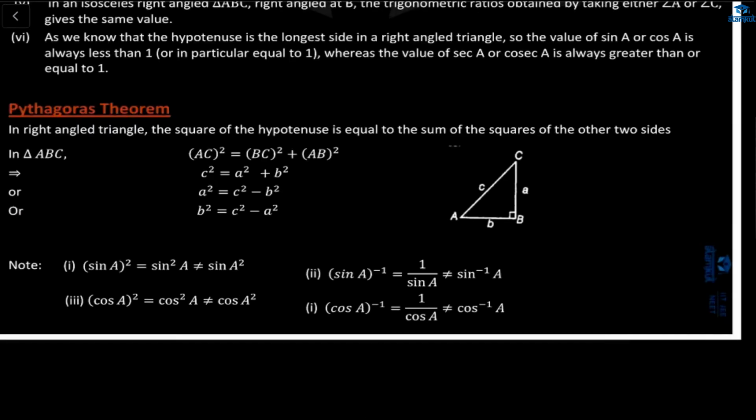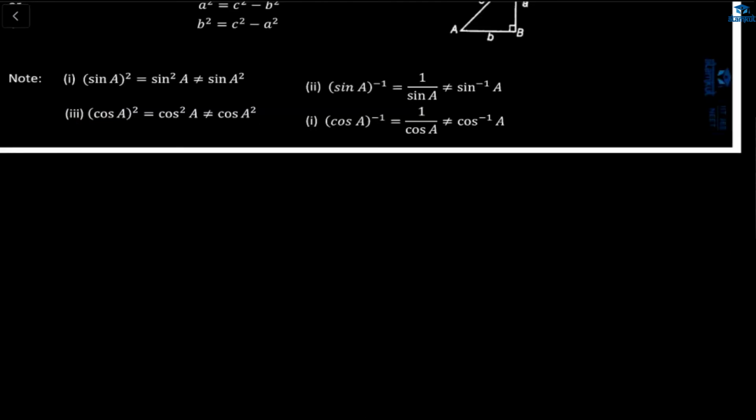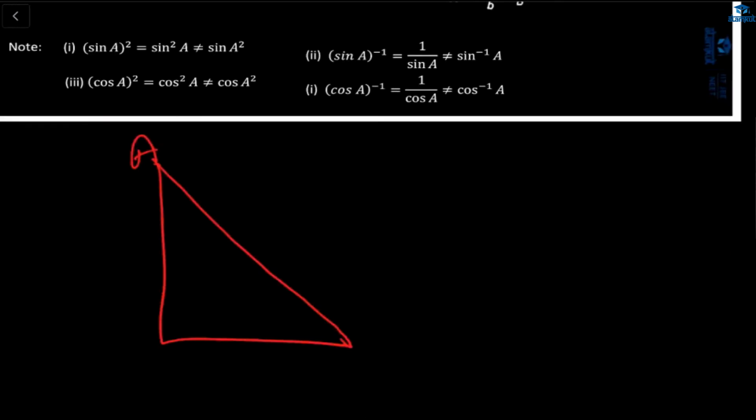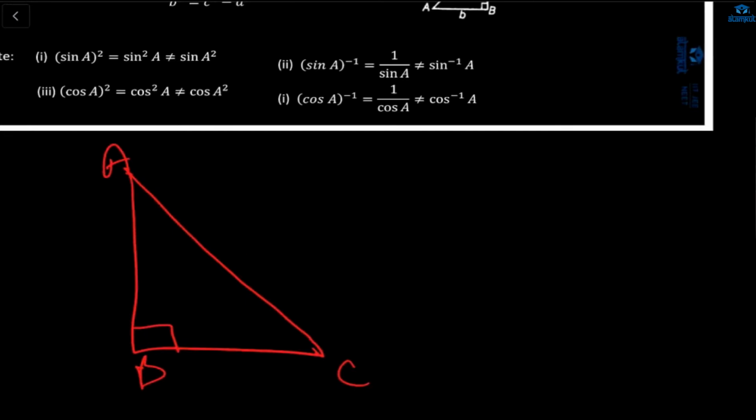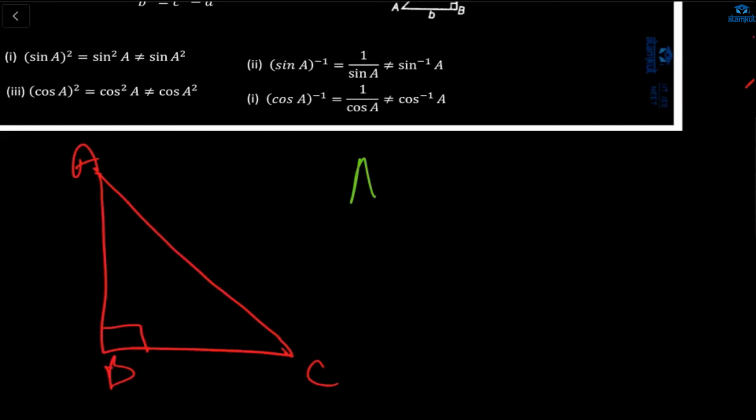Now, in a right angle triangle ABC, for example, if one of your ratios is given, like sine A, you need to find out the other ratios. Obviously, if sine A is given, then two of your values are given: the perpendicular and the hypotenuse. From Pythagoras theorem, we already know that AC square is equal to AB square plus BC square.